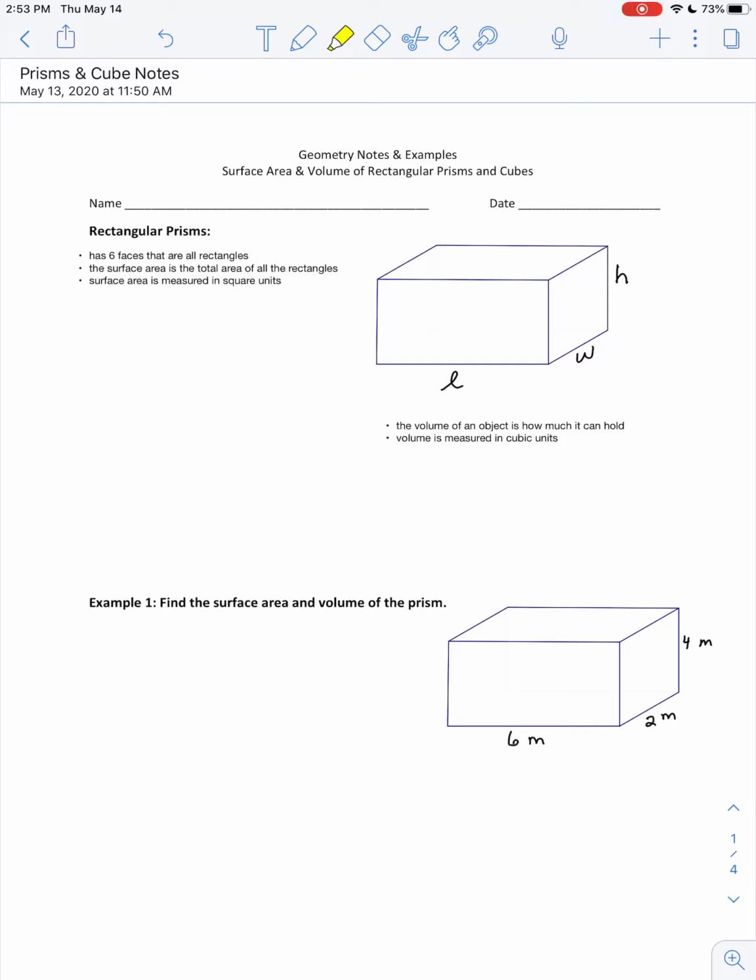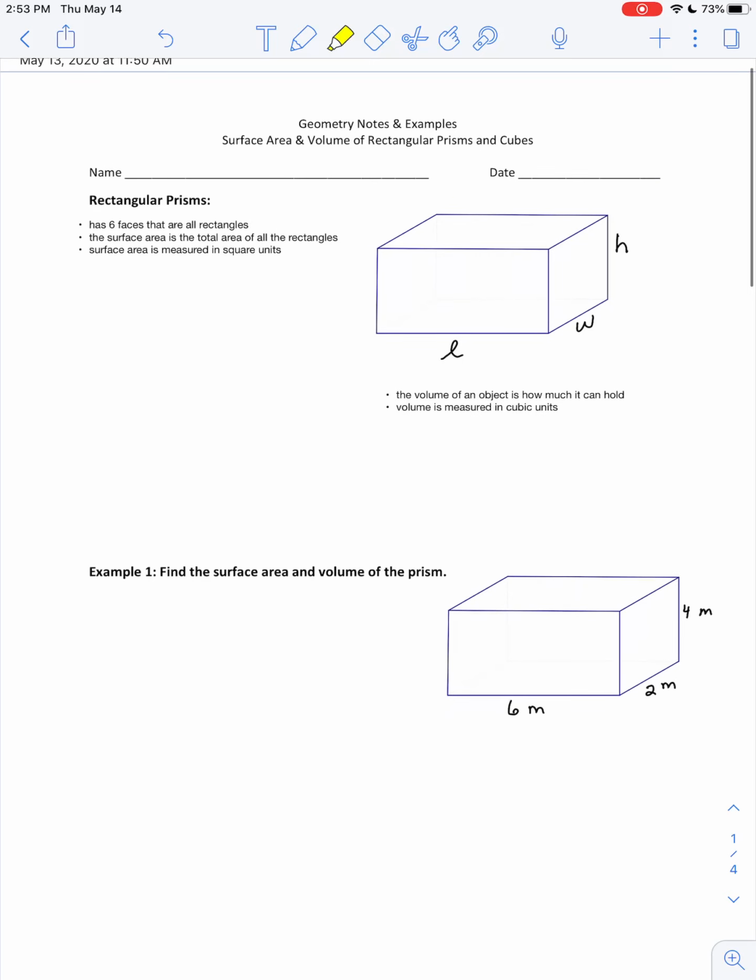Okay, today we're starting a unit on finding the surface area and volume of solids, and we're going to start with rectangles, rectangular prisms, and cubes, which hopefully you are familiar with. So starting with rectangular prisms, a rectangular prism has 6 faces that are all rectangles. So it has a front and back, 2 sides, and a top and a bottom. And the surface area is going to be the total area of all those rectangles added together. And it is measured in square units just like the area of our polygons is.